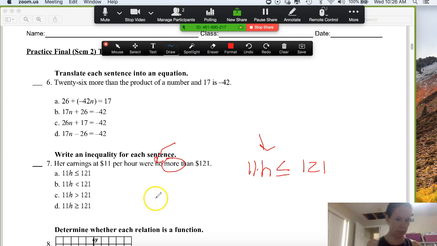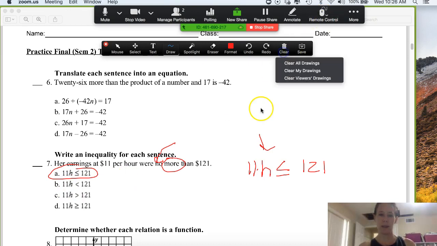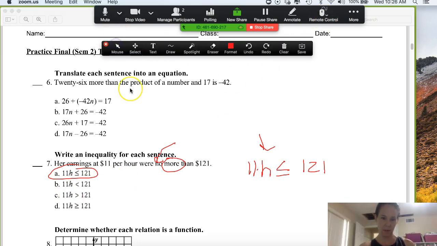So careful with that. My daughter messes that one up all the time because she sees "more" and she puts greater than. So read it correctly and think about what it means. If I make no more than $121, that means I'm making 121 or less. All right, on to the next, number 8. Let's go through that one.